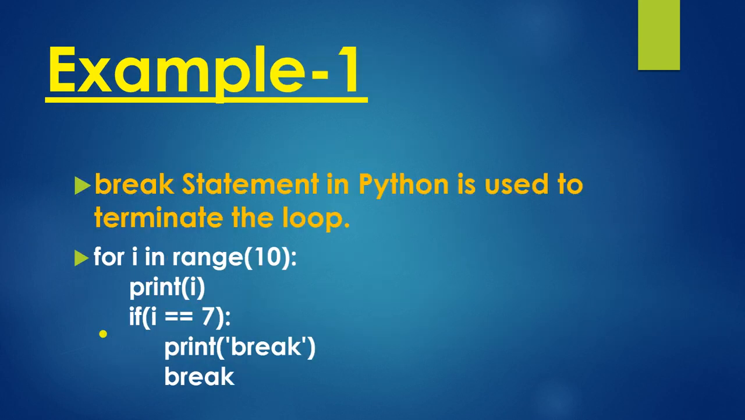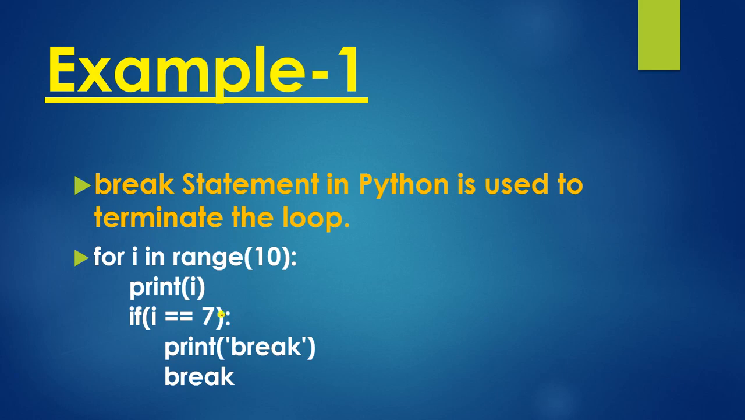Here is the example of the break statement in Python that is used to terminate the loop. Here is the code: for i in range 10, print i, it will print the value of i, then if i is equal to 7.